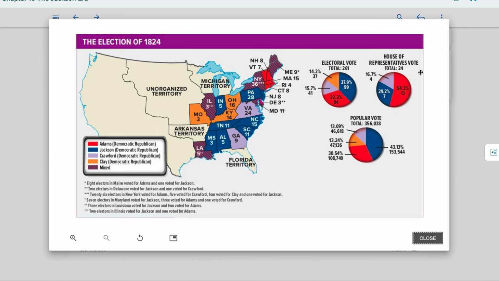The House of Representatives vote, so whenever there's no majority here, it goes to the House of Representatives. The House of Representatives voted for Adams. Remember, Adams is red. So they gave him 54.2% of the vote.